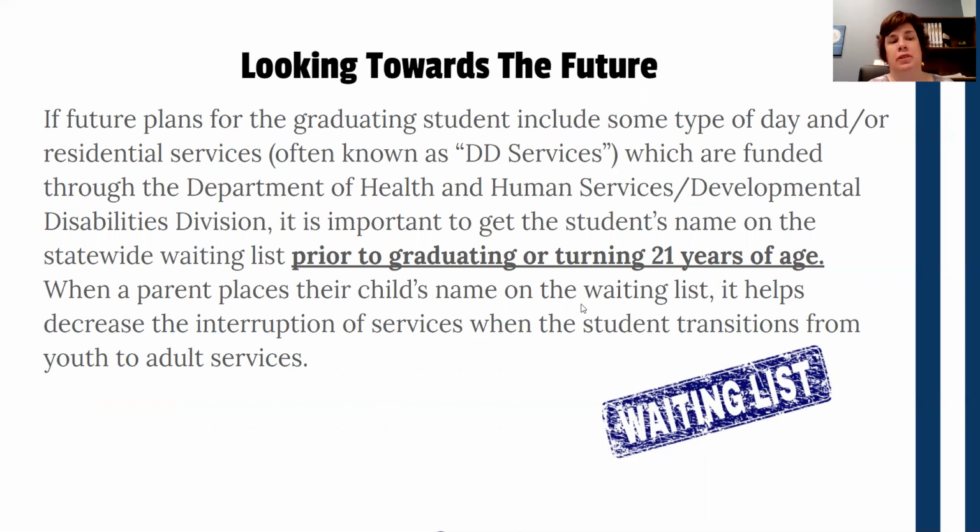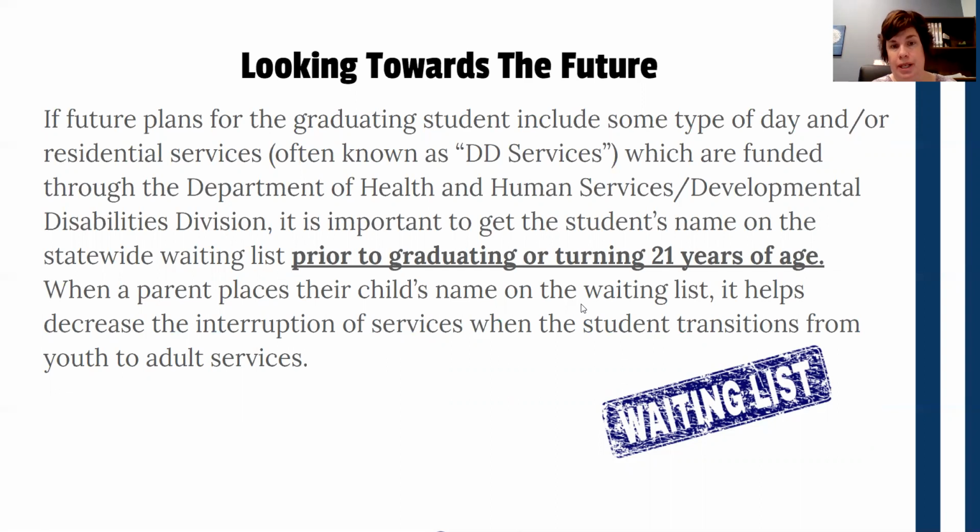So looking towards the future, future plans for the graduating student include some type of day or residential service, and these are often known as DD services, which are funded through the Department of Health and Human Services Developmental Disabilities Division. It is really important to get the child's name on the state waiting list for funding prior to the time they graduate or turn 21 years of age. It is a really big decision, I know, for a lot of families. Sometimes it's difficult for parents to go that far into the future. Say their child is 14 and isn't going to be 21 for another 7 years.